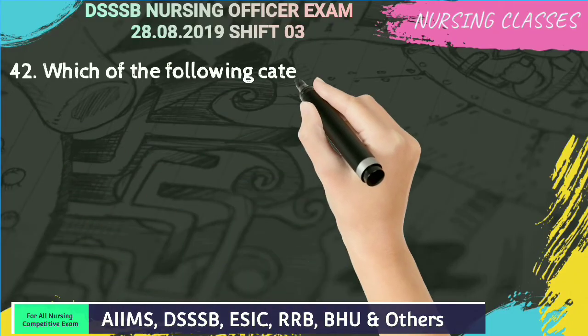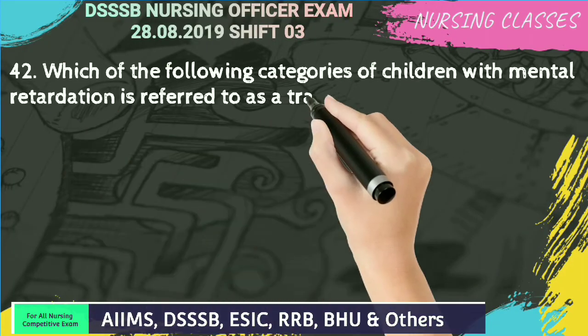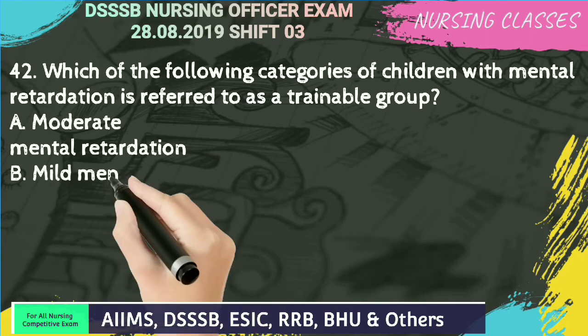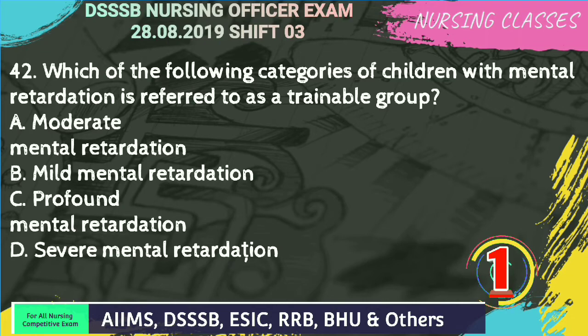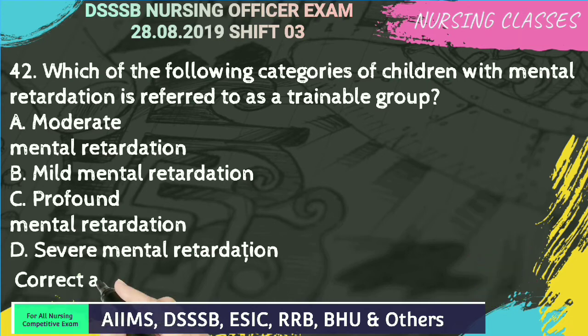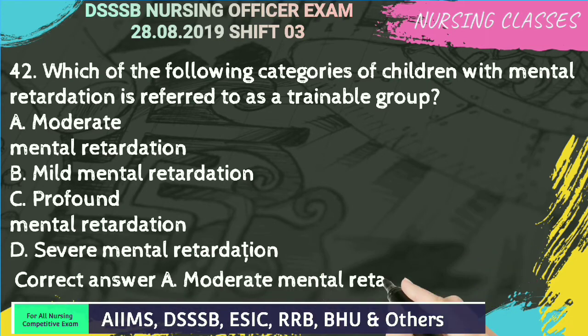42. Which of the following categories of children with mental retardation is referred to as a trainable group? A. Moderate mental retardation. B. Mild mental retardation. C. Profound mental retardation. D. Severe mental retardation. Correct answer A. Moderate mental retardation.